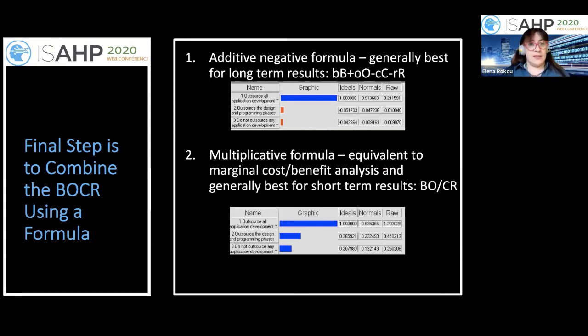Similarly, when I use the second formula, the multiplicative formula, I can have a kind of marginal cost-benefit analysis, and it's usually best for short-term results. In that case, I'm going to multiply the benefits times the opportunities divided by costs and risks. And again, as you see, the cost and risk get to be inverted. So the rule of having the most expensive item as the one with the highest alternative still works for this second formula.